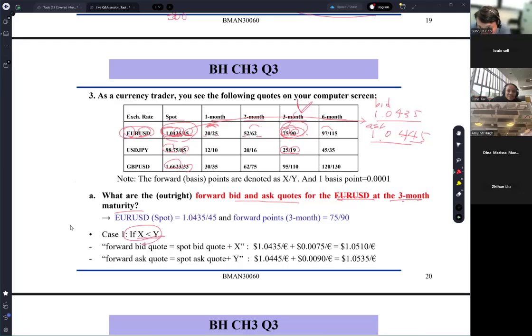We use X for the first one and Y for the second one. Y is bigger than X. Then the forward bid quote is the spot bid price, which is 1.0435 plus the last two digits, 0.0075. In other words, this is a basis point.